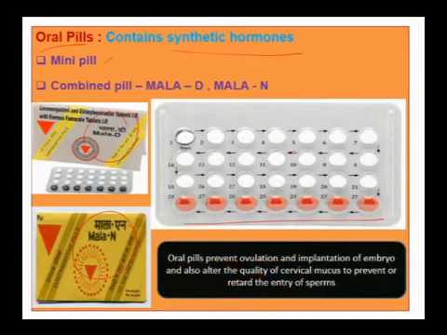Oral pills prevent ovulation and implantation of embryo, and also alter the quality of cervical mucus to prevent or retard the entry of sperm. This is how they prevent fertilization and pregnancy.